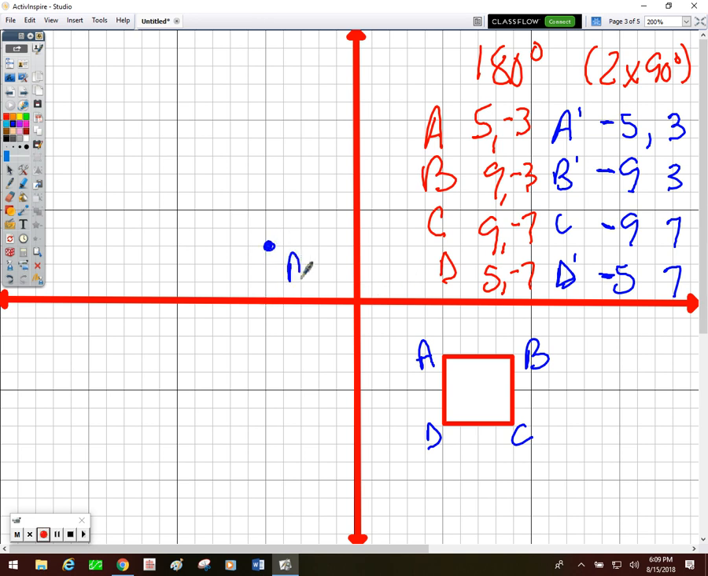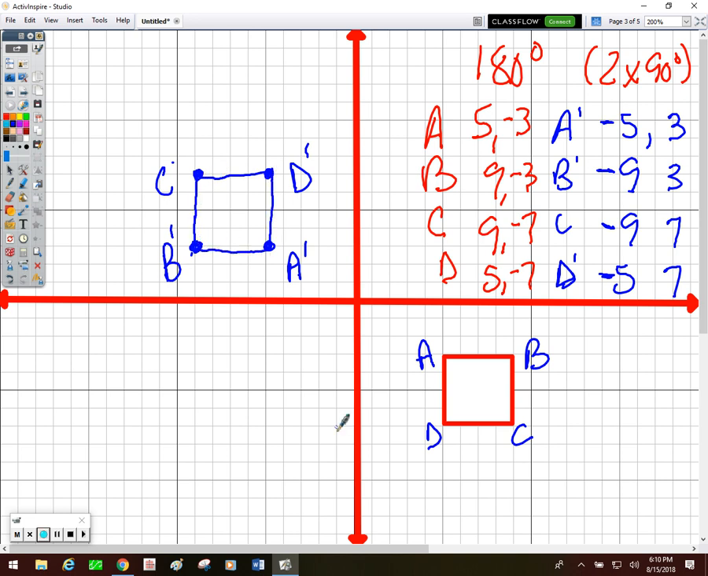Okay, there is A prime. B is left 9, up 3, which is right here. There's B prime. C, left 9, up 7. That is C prime. And then D is left 5, up 7, which is D prime. Okay, so we're going to go right there with it. Okay, and there it is.